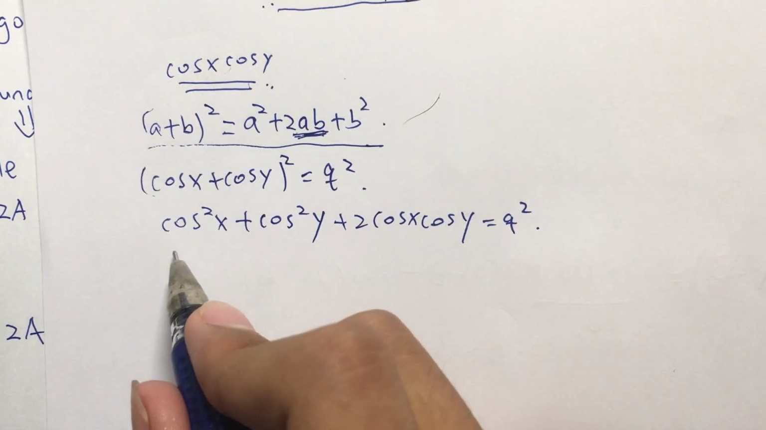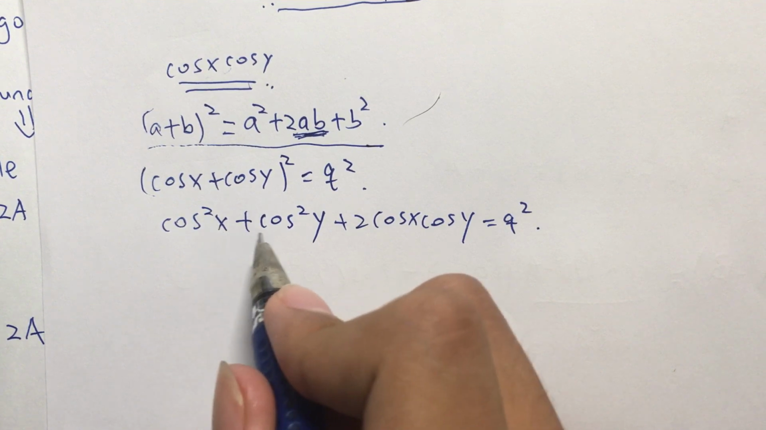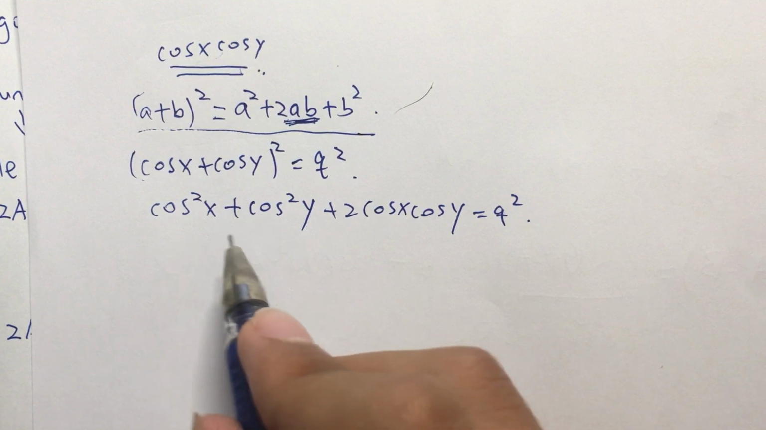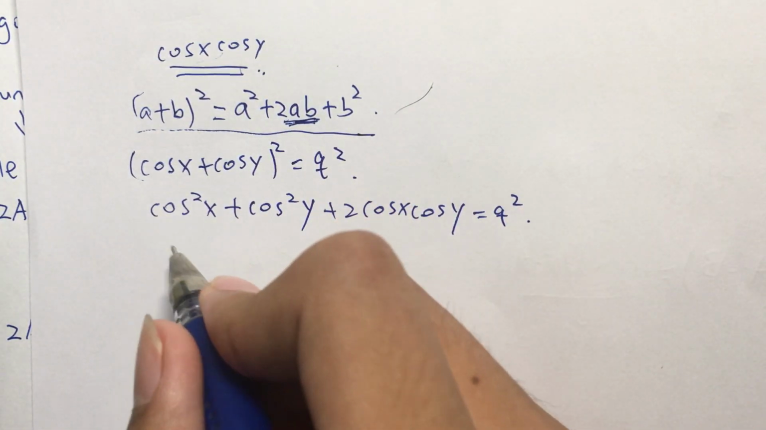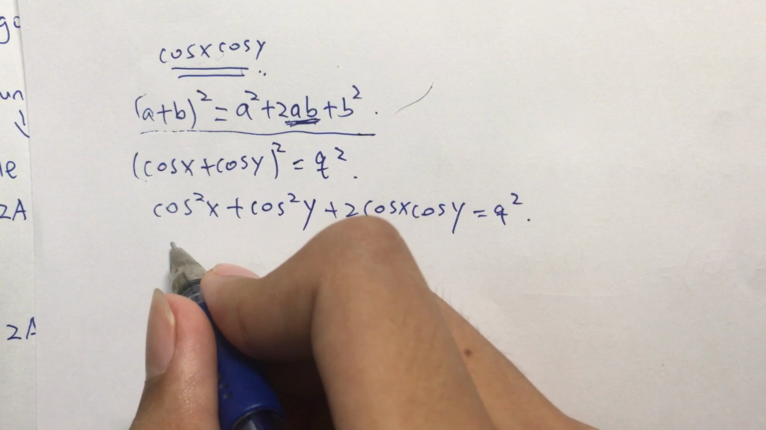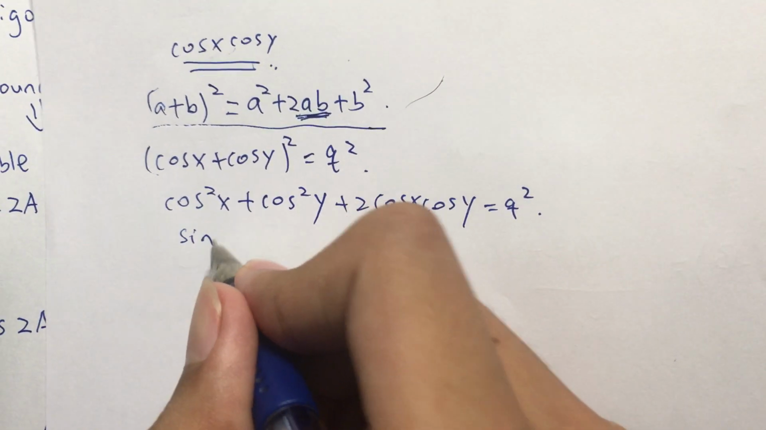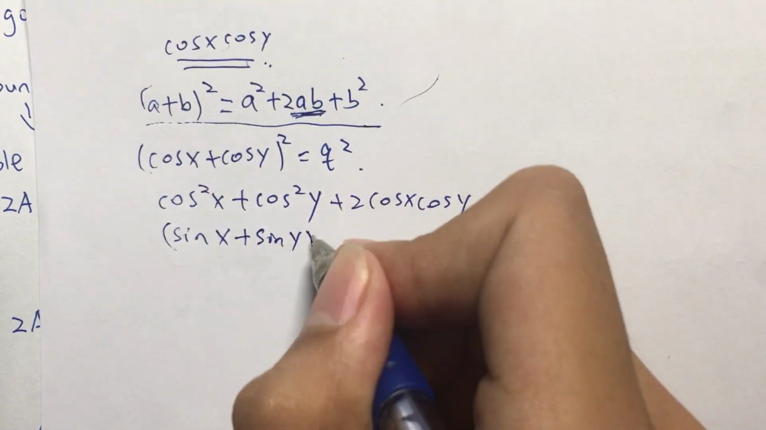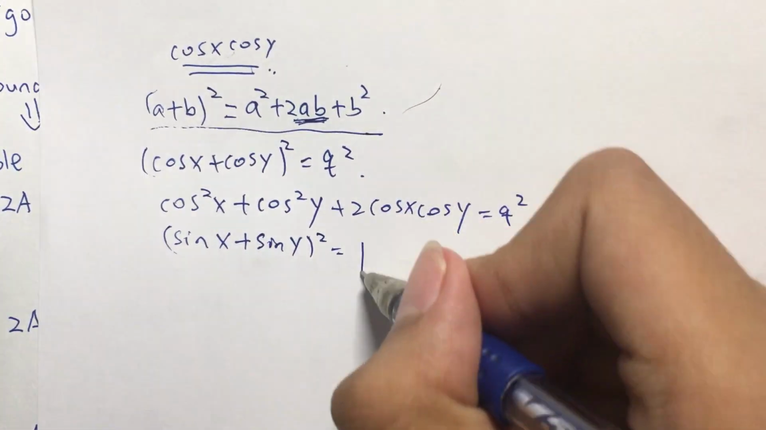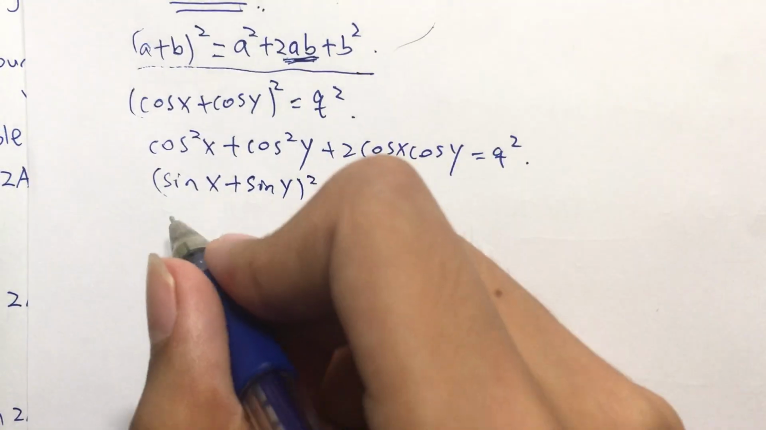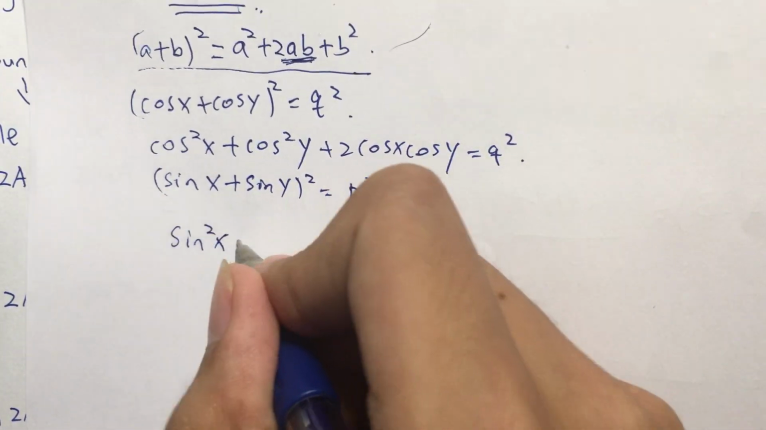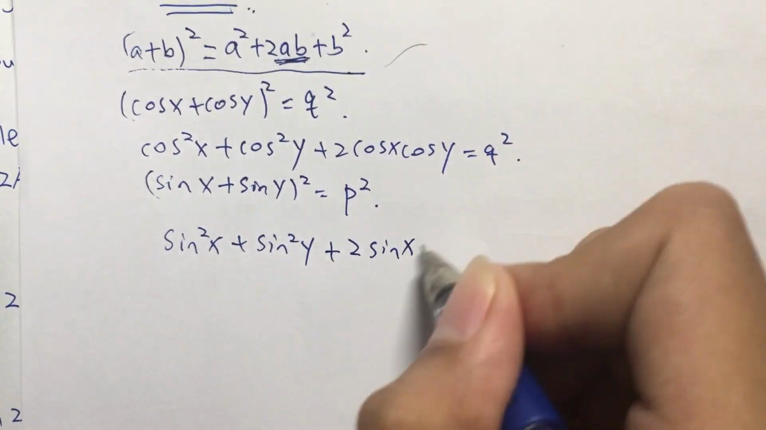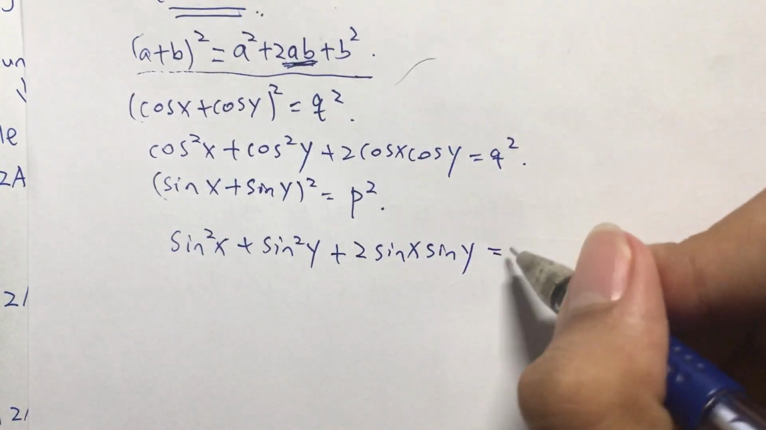And now we learned this in AS. Then we do the square for sine as well. So we do (sine x plus sine y) squared equals p squared. And now we have sine squared x plus sine squared y plus 2 sine x sine y equals p squared.